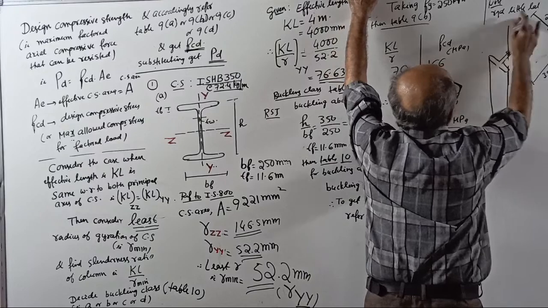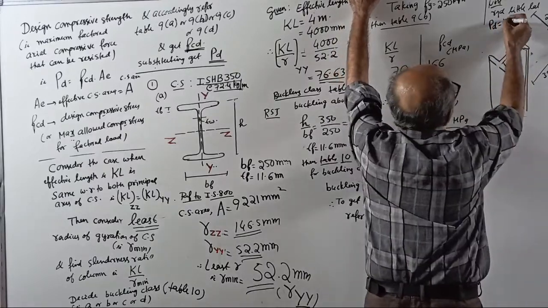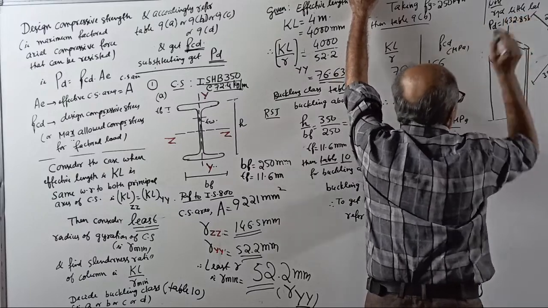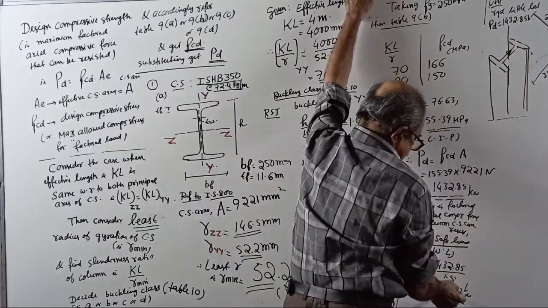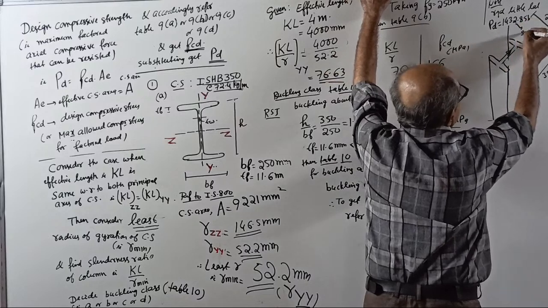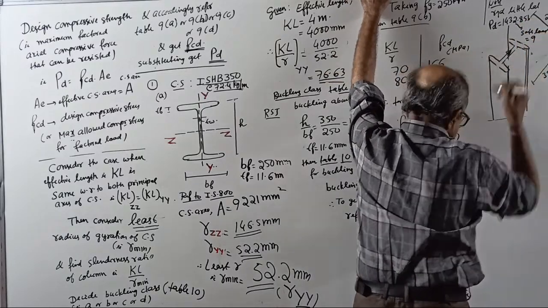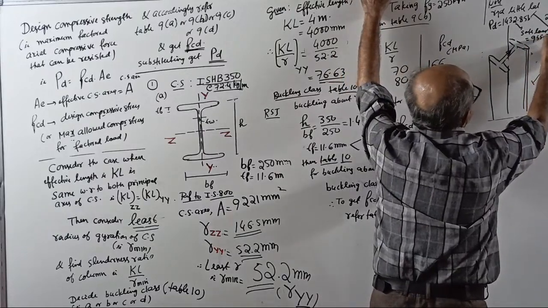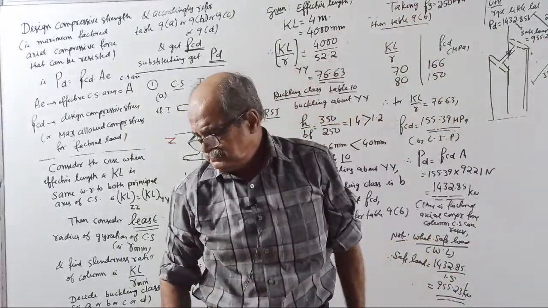It is PD, design strength is 1432.85 kilonewton. Means service load, safe load is 955.23 if you want, and the corresponding safe load is 955.23 kilonewton. Clear now? You will require it a little later.